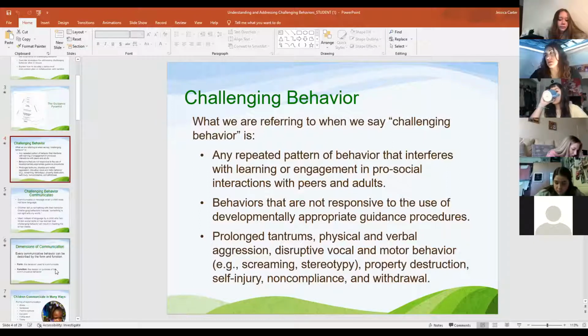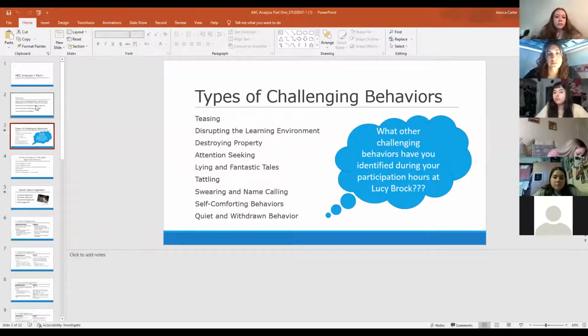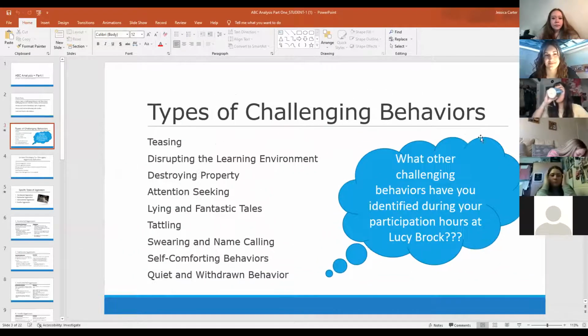So you all are going to get into more specifics about challenging behaviors on your own time. And I'm going to shift gears now to talking about those four types. Particularly, we're going to talk about aggression, but we can start with naming some of these challenging behaviors. So teasing other children, disrupting the learning environment. This could be running throughout the room.